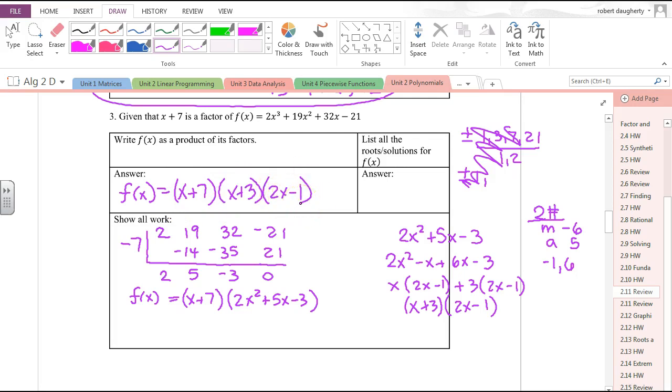What are all the roots and solutions? Those are x equals negative 7, negative 3, and 1/2. So those are the three solutions to that one.